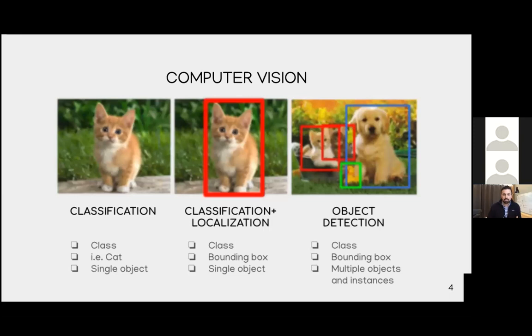So computer vision is a field of study that develops techniques for computers to gain a high-level understanding from images or video input. These are a few of the core computer vision tasks. For this project, I'll be working with object detection, which predicts classes and bounding box locations, and it does this for multiple objects in that frame, as well as multiple instances of the same object in that frame.